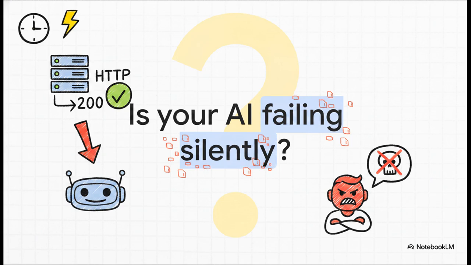Imagine your brand new customer support bot answers a user's question in exactly 1.2 seconds. It fires off a perfect HTTP 200 success code. From an infrastructure perspective, flawless. But the reality? That bot just completely fabricated a totally incorrect or even worse, toxic refund policy and sent it to a very real, very angry customer.